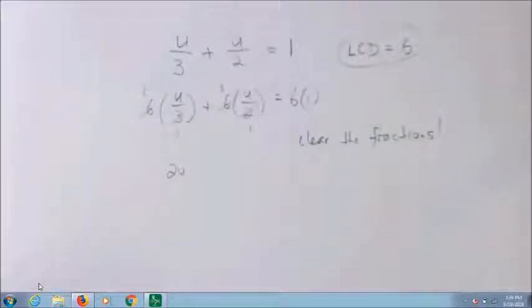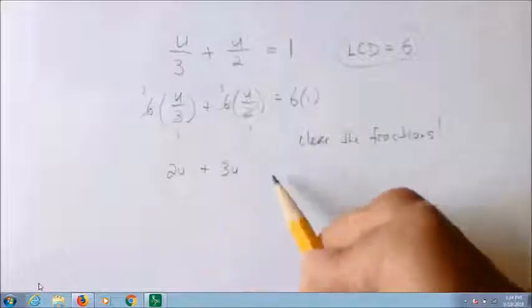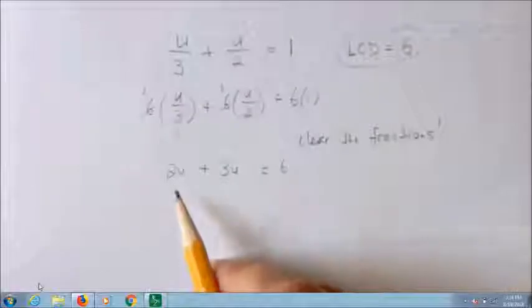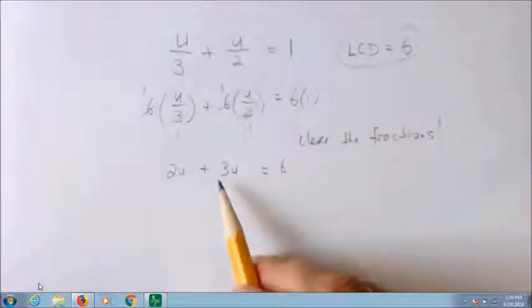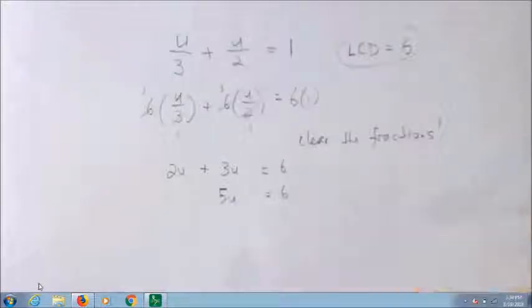So that's 2u plus 3u equals 6 times 1, which is 6. Now, collecting like terms, 2u plus 3u is 5u equals 6.